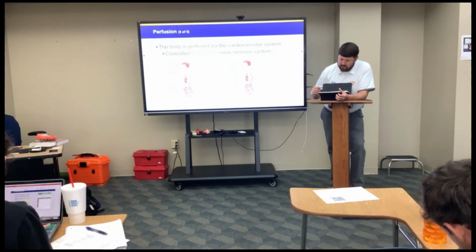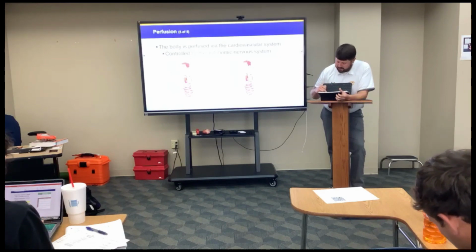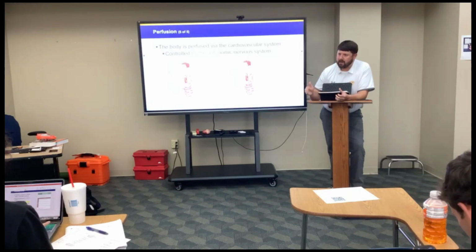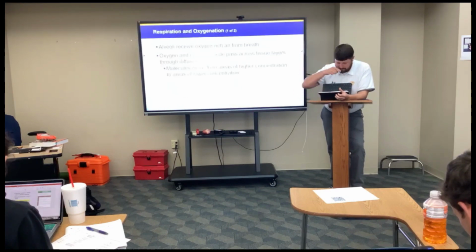So the body is perfused via the CV system controlled by the autonomic nervous system. We know that. We talked last semester about how the autonomic nervous system works with the cardiovascular system, the sympathetic and the parasympathetic nervous system. We know that they both play a huge role. Okay? So this is kind of a review right here.